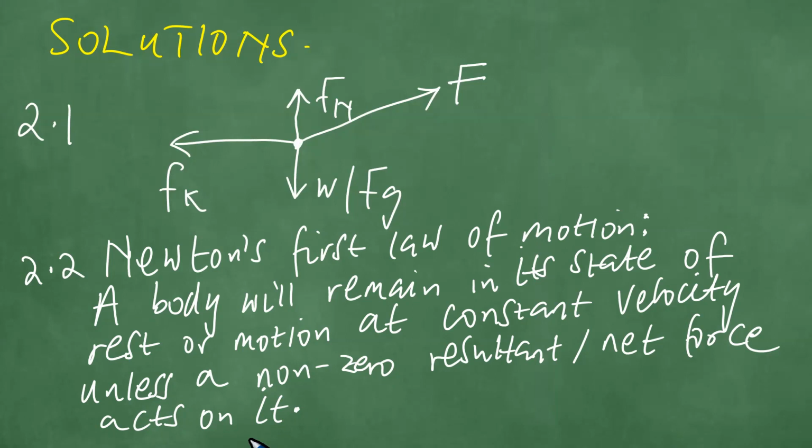Okay, here's Newton's first law of motion. A body will remain in its state of rest or motion at constant velocity unless a non-zero resultant or net force acts on it. Newton's first law of motion, we state the law one more time because you need to learn this. It's examinable. A body will remain in its state of rest or motion at constant velocity unless a non-zero resultant or net force acts on it. Next question.